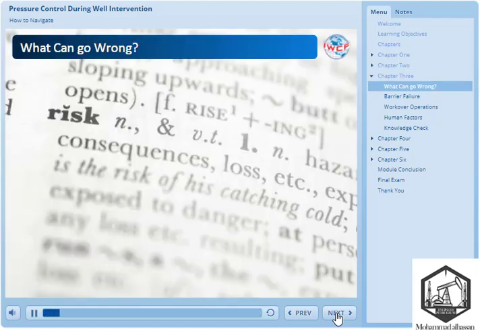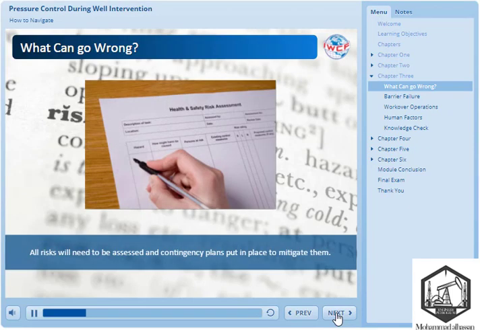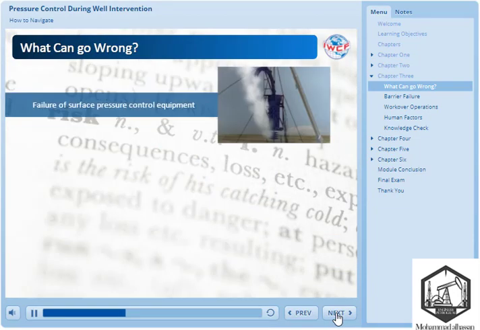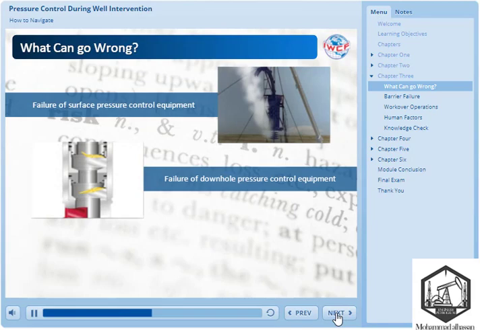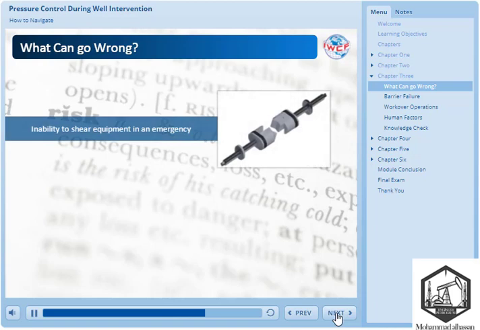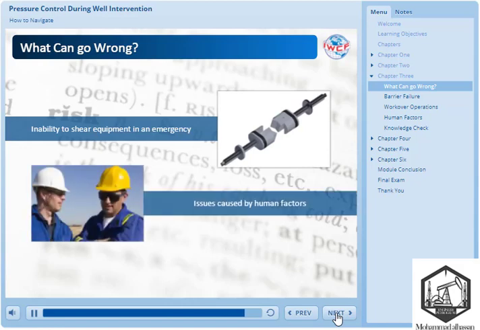Throughout any well intervention operation, there are many things that have the potential to cause issues. All risks will need to be assessed, and contingency plans must be put in place to mitigate them. Issues that may arise include failure of surface pressure control equipment, failure of downhole pressure control equipment, equipment or tool failures at surface or downhole, for example, wireline breaks or coiled tubing leaks, the BHA stuck across the wellhead and unable to shear in an emergency, and, possibly the most important, issues caused by human factors.